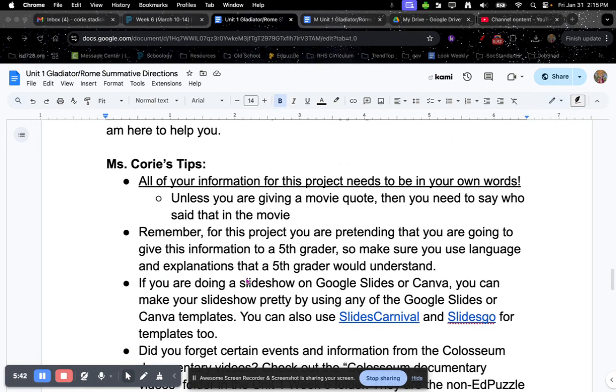Here are some of my tips. All of your information for this project needs to be in your own words. Unless you're giving a movie quote, which is not required, but let's say you want to get fancy and put in a movie quote, then you just need to say who said that in the movie. Remember, for this project, you're pretending that you are going to give this information to a fifth grader. So make sure you use language and explanations that a fifth grader would understand.